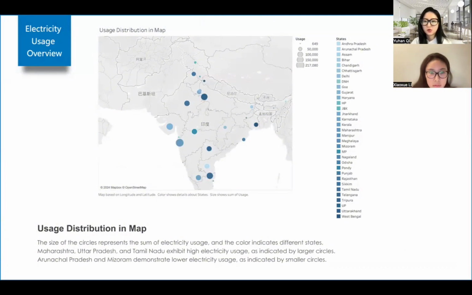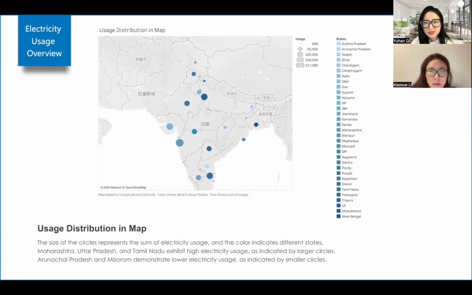Let's begin with a general overview of electricity usage across different states and regions. On this map, we see the distribution of electricity usage across different states in India. The size of the circle represents the sum of electricity usage, while the color indicates different states. This map strongly shows that states like Maharashtra, Uttar Pradesh, and Tamil Nadu have a high electricity usage, shown by a large circle. This high usage can be attributed to the high population density and the significant industrial activities in these states.